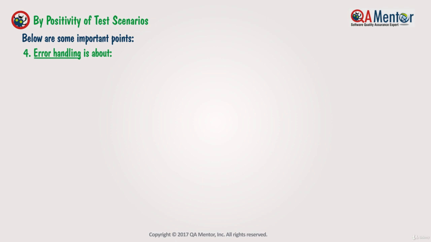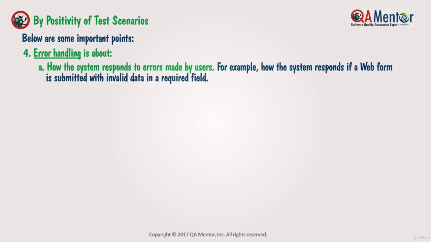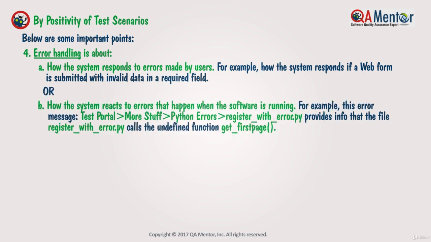4. Error handling is about A. How the system responds to errors made by users. For example, how the system responds if a web form is submitted with invalid data in a required field. Or B. How the system reacts to errors that happen when the software is running. For example, this error message. Python errors: register_with_error.py provides info that the file register_with_error.py calls the undefined function getFirstPage.